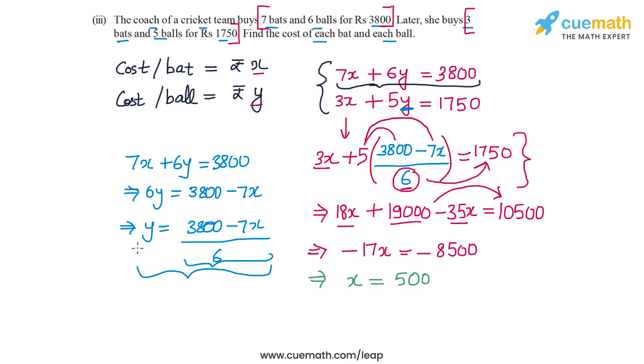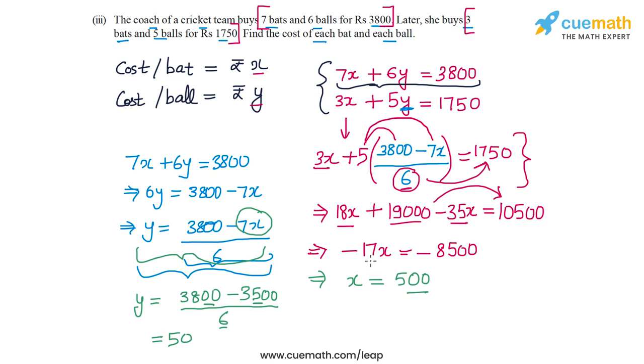And now I can use this expression for y in terms of x to find the value of y. So y should be equal to (3,800 minus 7x) by 6. Because x is 500, 7x is equal to 3,500. So I have minus 3,500 by 6. So 3,800 minus 3,500 is 300, and 300 by 6 is 50. So y is equal to 50.